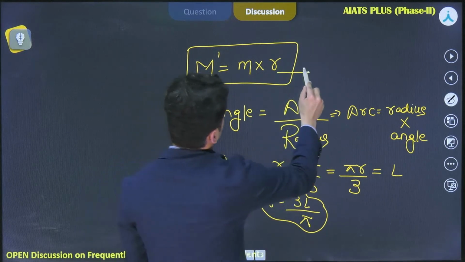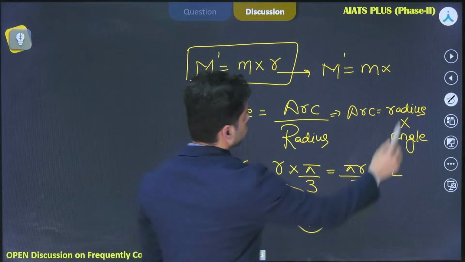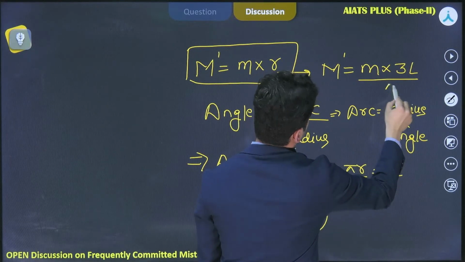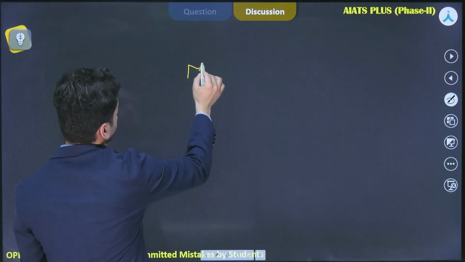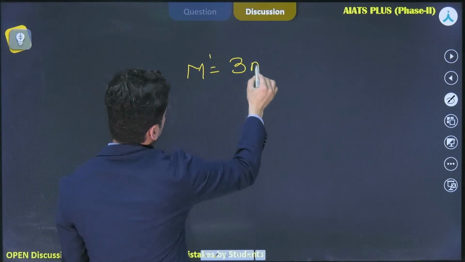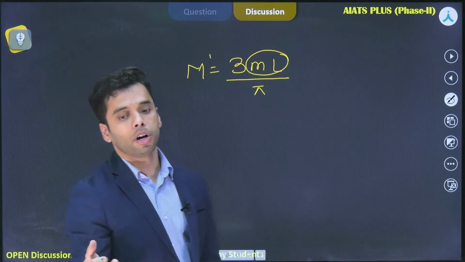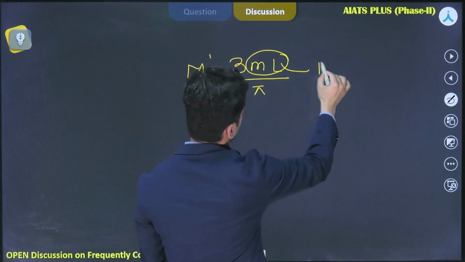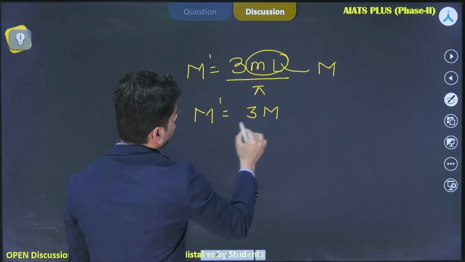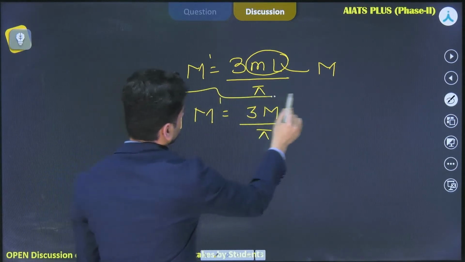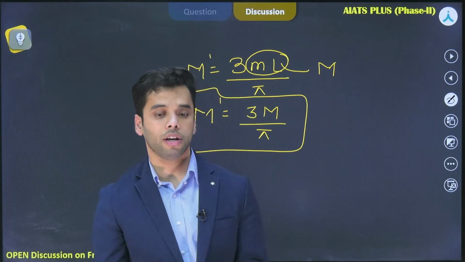Just put this value over here. So the new magnetic moment M prime will be equal to small m into R. The value of R is 3L over pi. So M prime is coming out to be equal to 3mL over pi. Now this mL was the original magnetic moment of the bar magnet, so this will be equal to M. So M prime will be equal to 3M over pi. Yes, 3M over pi, the third option.